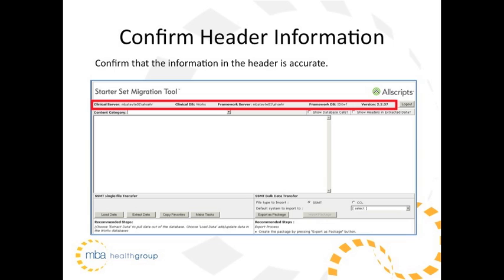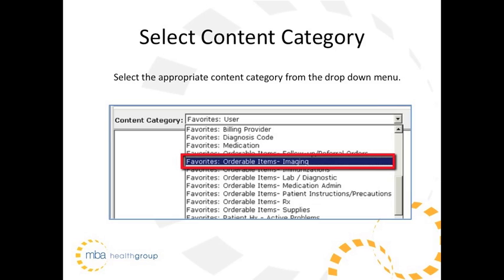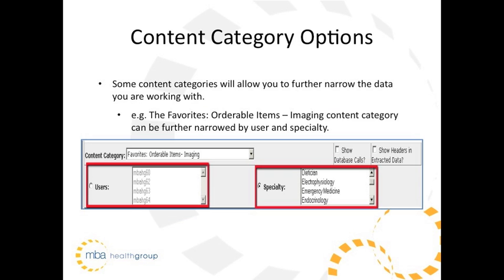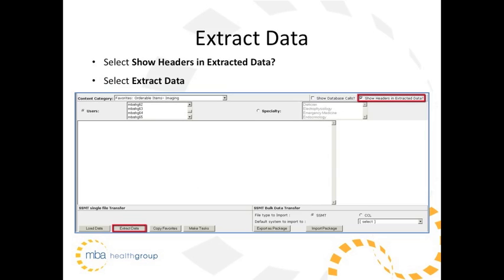Below, you will see the content category dropdown, checkboxes, and the data transfer options. Once you have confirmed your header information, select the appropriate content category from the drop-down menu. In this example, we are using favorites, orderable items, and imaging. Some content categories will allow you to further narrow the data you are working with. In this example, favorites, orderable items, and imaging can further be narrowed by user and specialty.